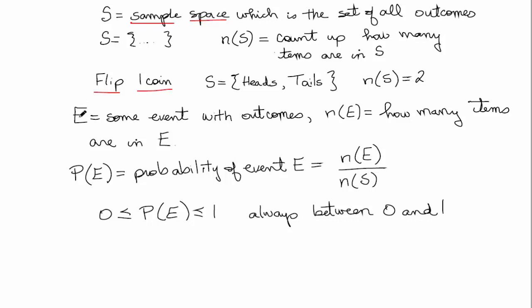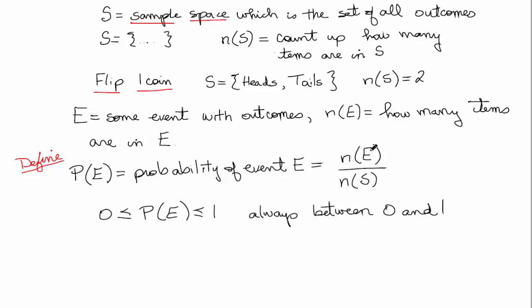We usually let the capital letter E denote a particular event within the sample space. And N of E is how many things are in E. And so we define the probability. We have to define this number in some way. We define the probability of an event as the number of things in the event divided by how many things are in the sample space itself.